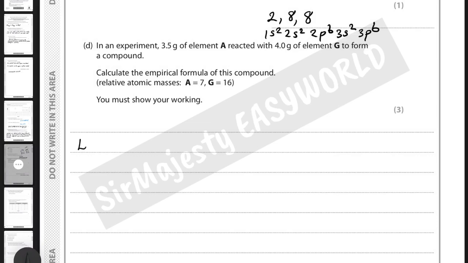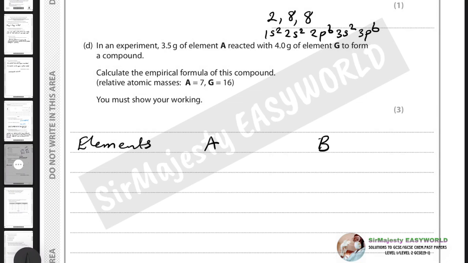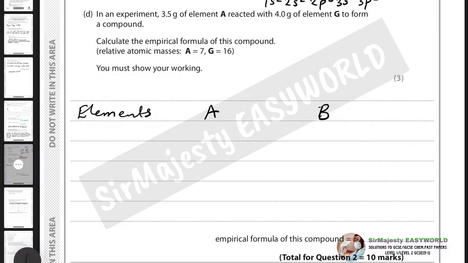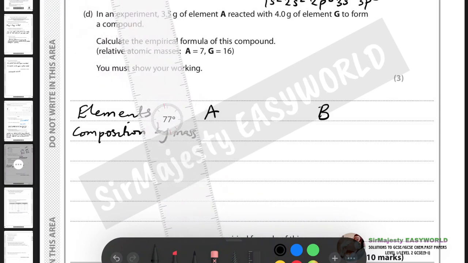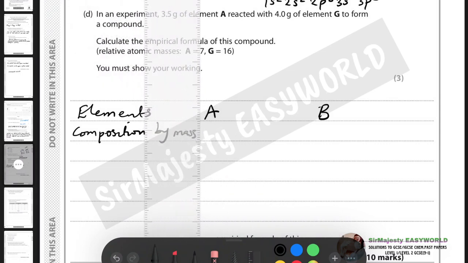So since they say show your workings, you write simply the elements mentioned. You use the terms they called them, A and G. If they have C, you include it. Then the next thing you have to write is the composition by mass. Show that. If you have access to it, let's use our ruler to have a neat work.